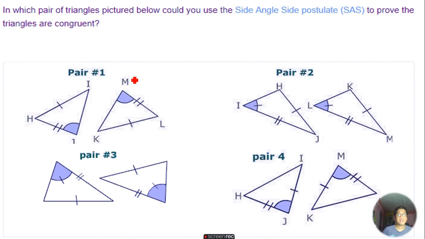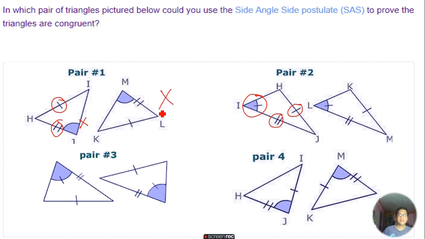Now, let's first observe pair number 1. In this case, this is a side, and this is an angle, but the angle is not included. So pair number 1 does not illustrate the SAS. Next, pair number 2, let's see. This is the side, and this is the angle, so the angle is outside of the two sides. So pair number 2 does not illustrate the SAS congruence postulate.